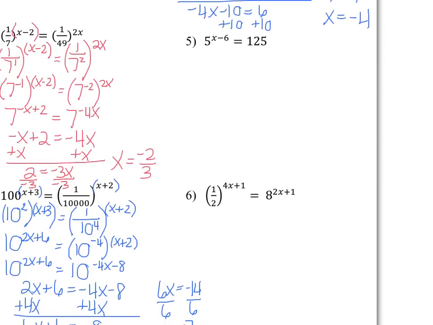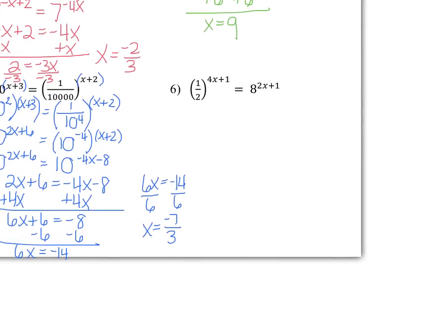For problem number 5, I'm going to have 5 to the power of x minus 6 equals 125. Well, I can see that 125 can be written as a base of 5. So I'm going to keep 5 to the power of x minus 6 equals 5 to the power of 3. Since the bases are the same, I can set my exponents equal to each other. So x minus 6 equals 3. I can add 6 to both sides. So we have x equals 9.